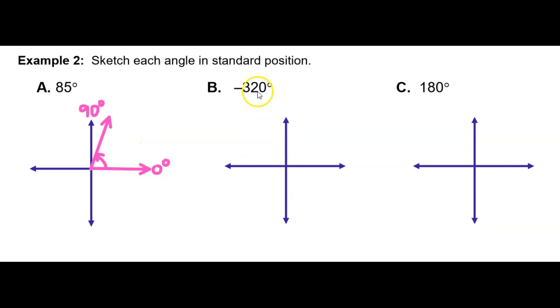How about example B for negative 320 degrees? Well, again, we know our initial side is here at 0 degrees.